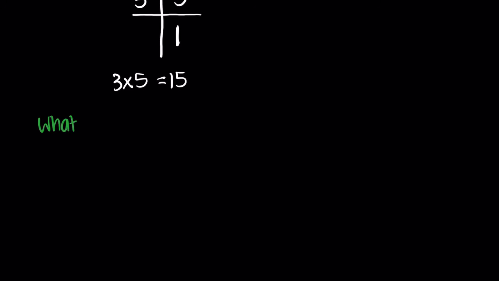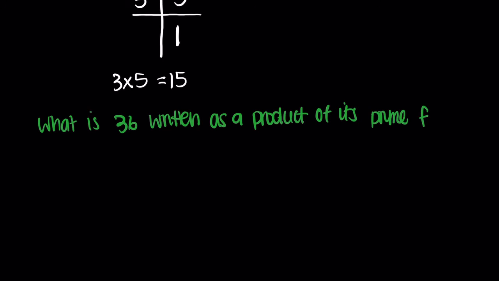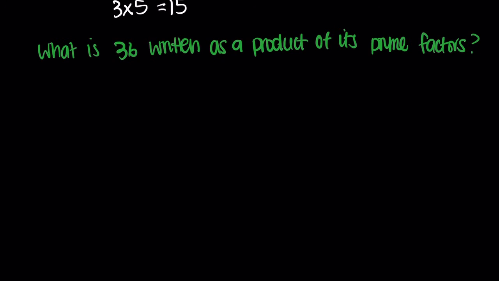Okay, one more example of this type. What is 36 written as a product of its prime factors? We start with the table and think of a prime number that is a factor of 36. 2, obviously, since 36 is an even number. And 2 goes into 36 18 times. And now, what is a prime factor of 18? Well, 2 works again. And 2 goes into 18 9 times.